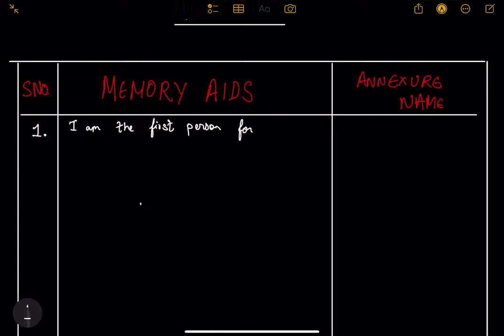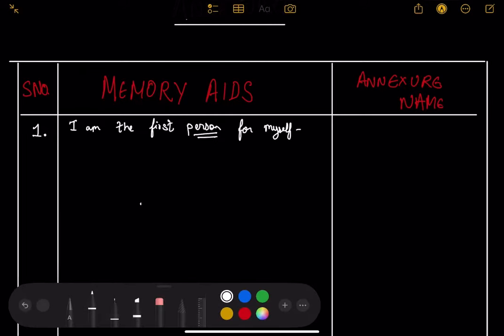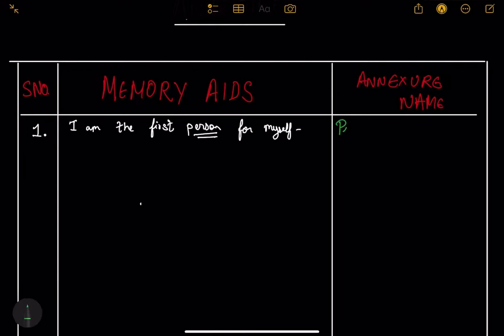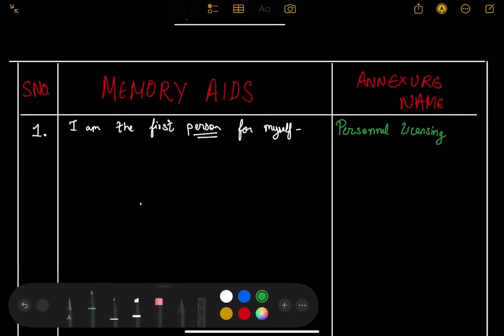As in the English language, the person who is telling the story is known as the first person. Similarly, if you ask a guy who is the first person for you, he would answer, "I am the first person for myself." Therefore, annexure one also refers to personal licensing.